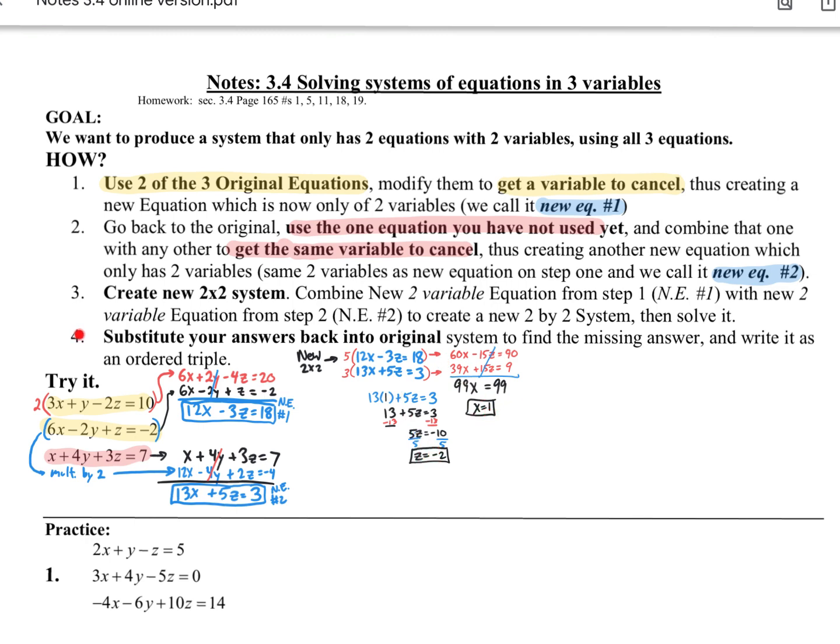And now we're on step 4. Substitute your answers back into the original. It doesn't matter which one you use in the original. You have these 2 answers. Plug both of those answers in, and you'll be able to find your third answer.